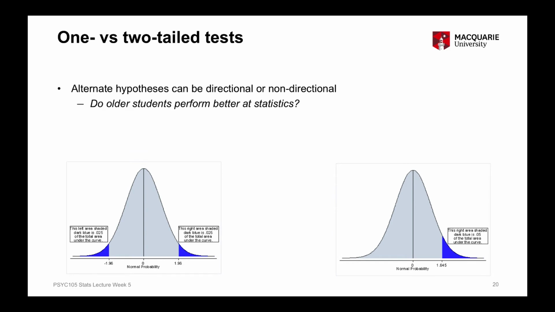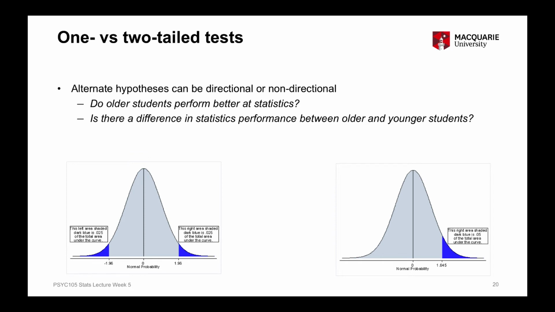So an example of a directional hypothesis would be that older students perform better at statistics. Let's say that that was our particular prediction. If we said that older students perform better at statistics, that's a directional hypothesis because it's predicting a direction, that one of the groups is higher than the other group. An example of a non-directional hypothesis would be whether there is a difference in statistics performance between older and younger students.